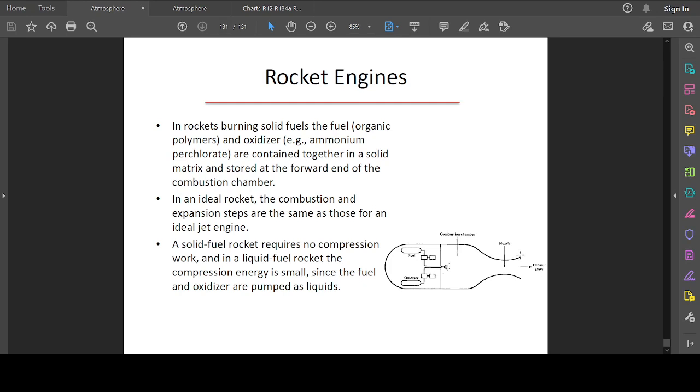In an ideal rocket, the combustion and the expansion steps are the same as those for an ideal jet engine. A solid fuel rocket requires no compression work, and in a liquid fuel rocket, the compression energy is small since the oxidizer is pumped as a liquid.